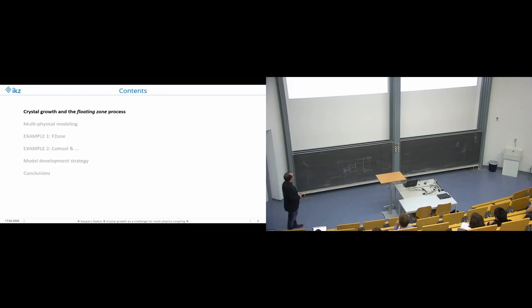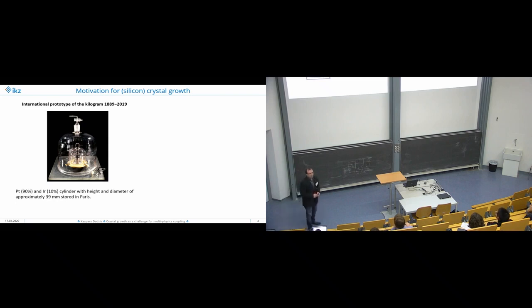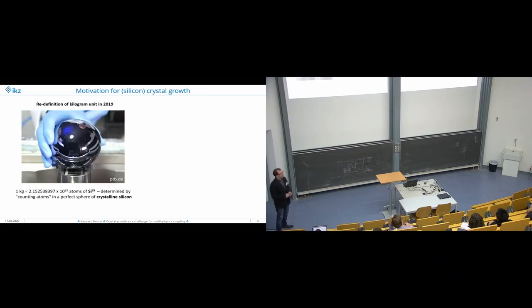Okay, so let's start with a short introduction of crystal growth, and especially the motivation for crystal growth. Maybe some of you know, this was the standard kilogram unit, which was sitting in Paris for many years. It was a platinum iridium cylinder, which was defining the kilogram. And this changed last year into this. This is a sphere of pure silicon, which was also grown at our institute. This is a new definition of the kilogram unit, which tells us silicon is still a very important material, not only for chips in our smartphones, but also for such metrology questions.